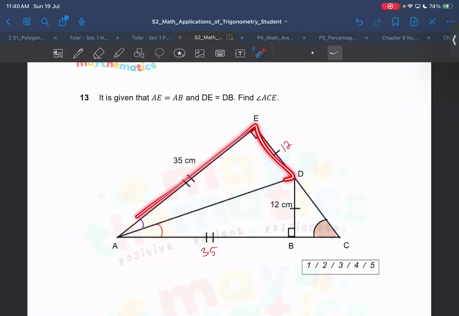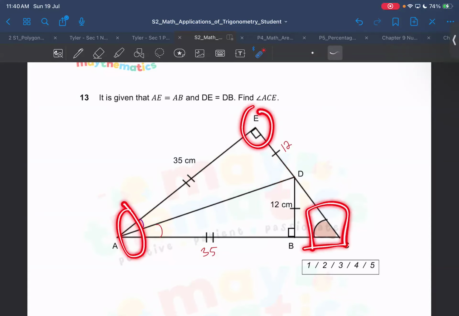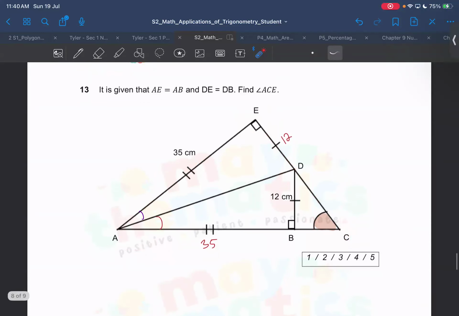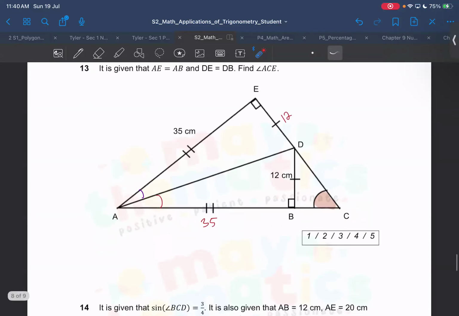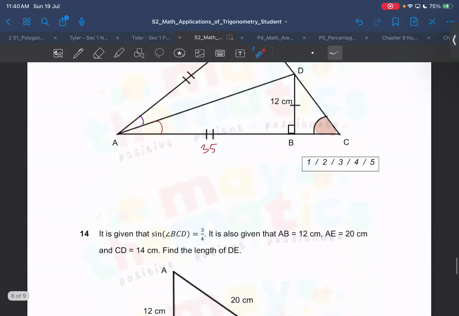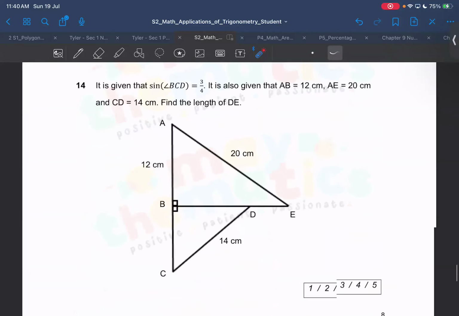Then, looking at this triangle, same thing. I also can find this angle. Later on, I add these together, and then 180 minus this, minus 90, I will get. Right? So I'm gonna skip. It's too repetitive already. Yeah, skip. Okay, question 14.